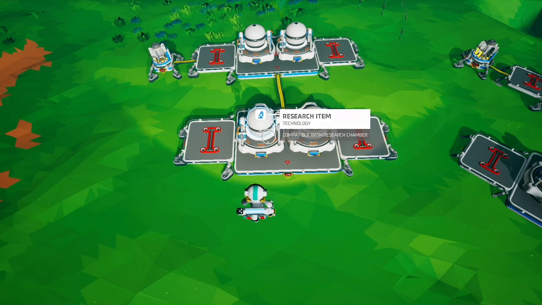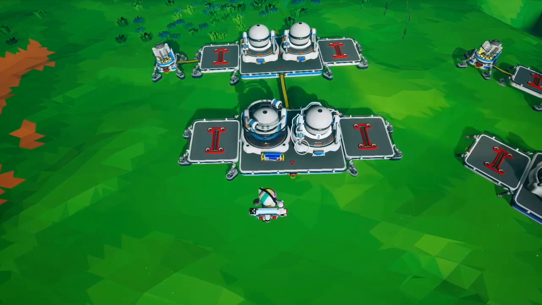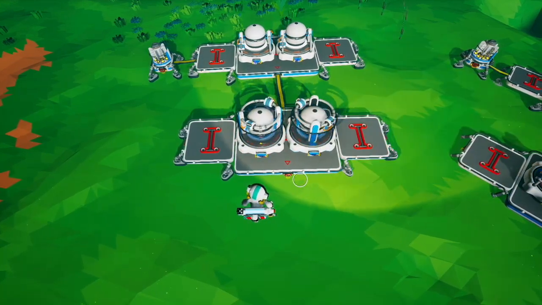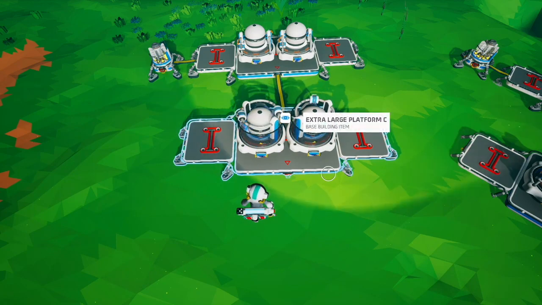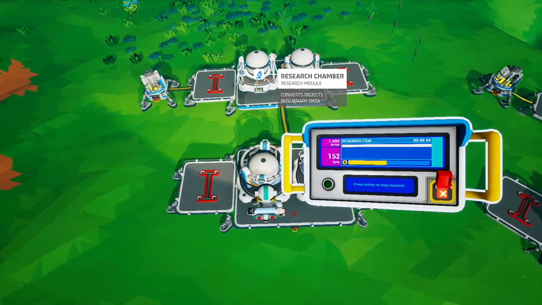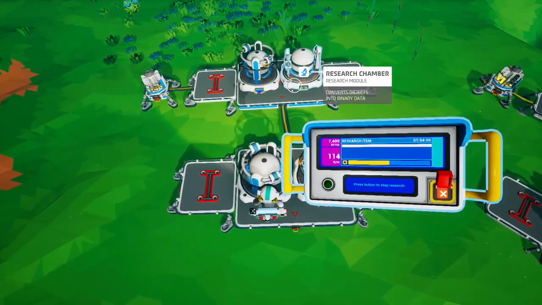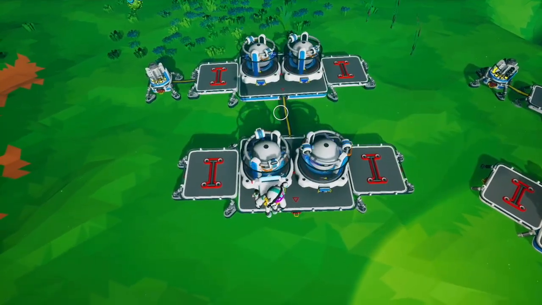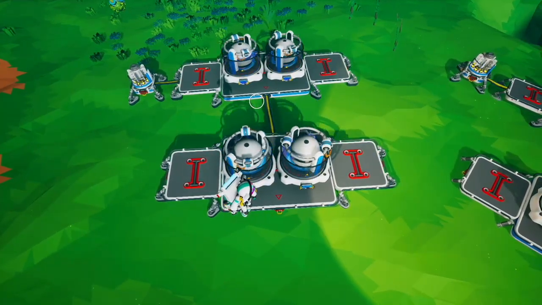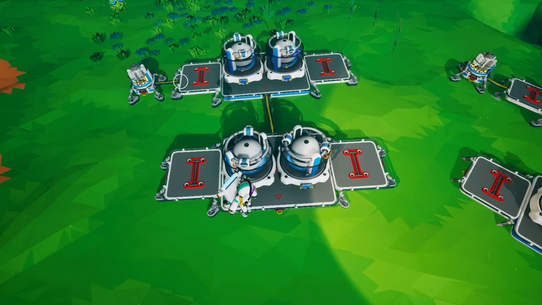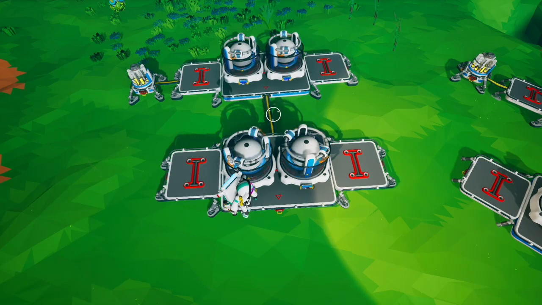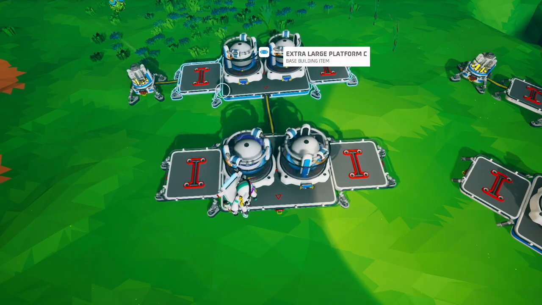line. If I turn on these 2 research chambers, which both use 2 power, you can see they're both running at full capacity, but if I turn on these 2, they all slow down and they're all going the same speed. So what this means is the power is being shared evenly between everything on both these platforms, and it's only providing 1 power to each of these.